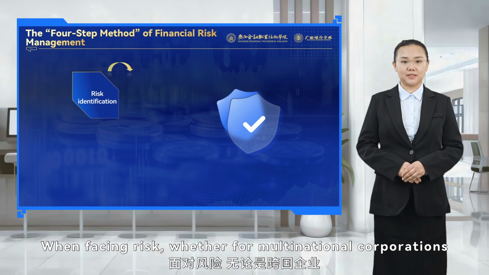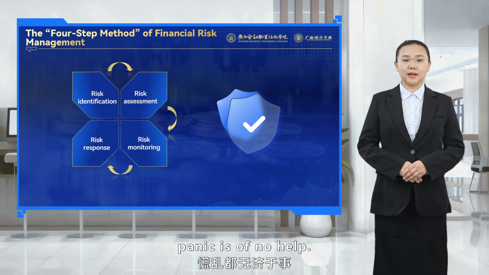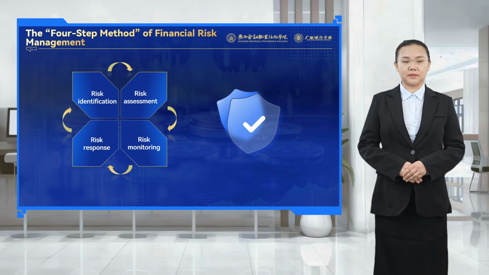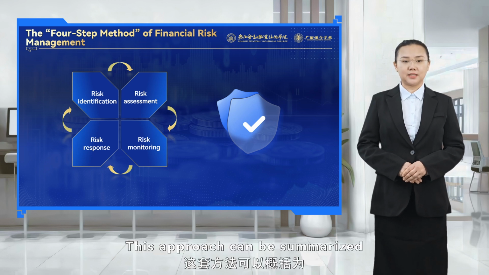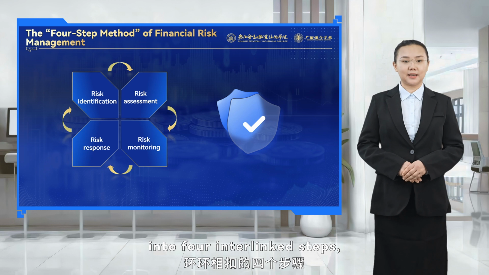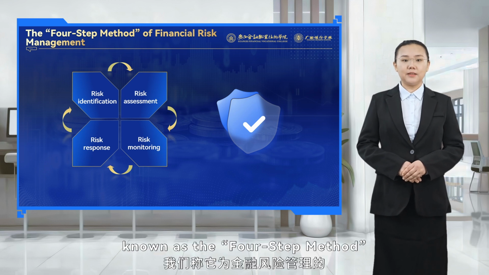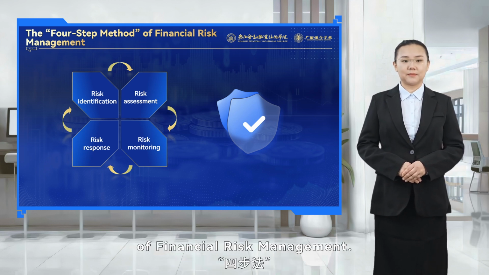When facing risk, whether for multinational corporations or individual households, panic is of no help. What we need is a systematic approach. This approach can be summarized into 4 interlinked steps, known as the 4-step method of financial risk management.